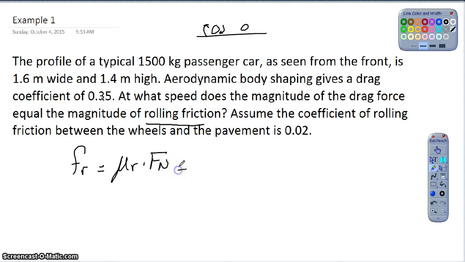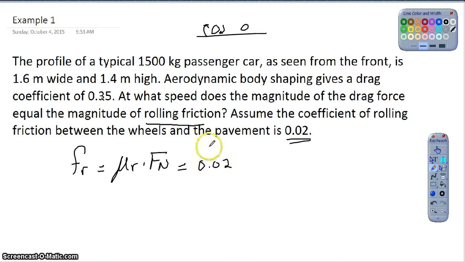But anyway, this question gives us the rolling friction coefficient. And notice it's a pretty small number. It will almost always be a very, very small coefficient. So my rolling coefficient is 0.02. They ask me to find out at what speed the magnitude of the drag force equals the magnitude of the rolling friction. So I'm going to go ahead and find my rolling friction first.